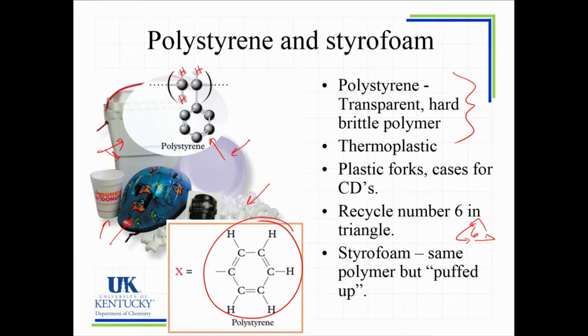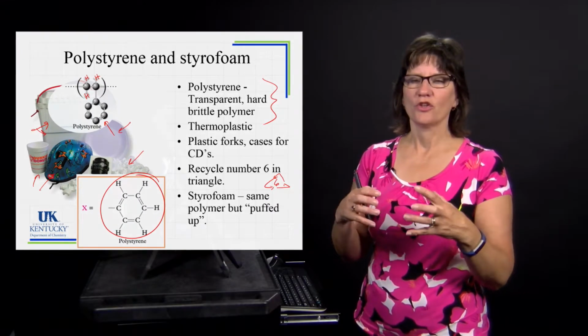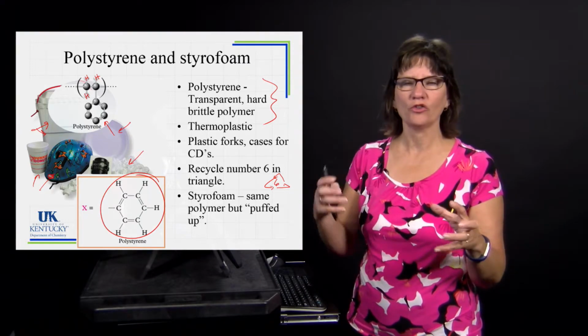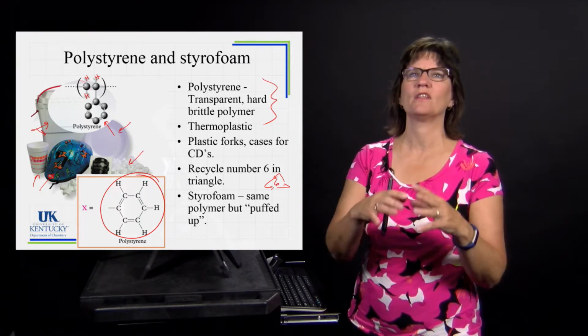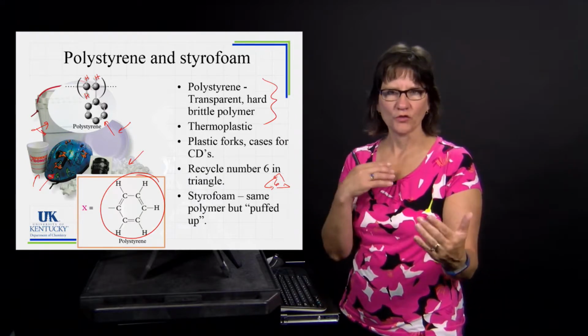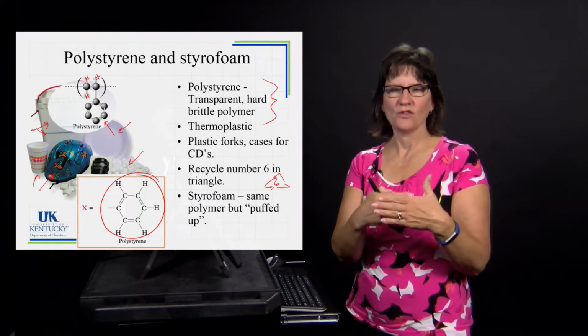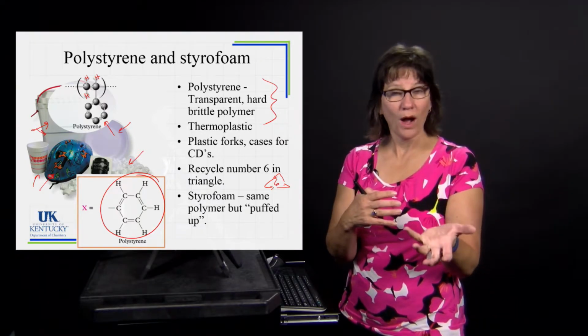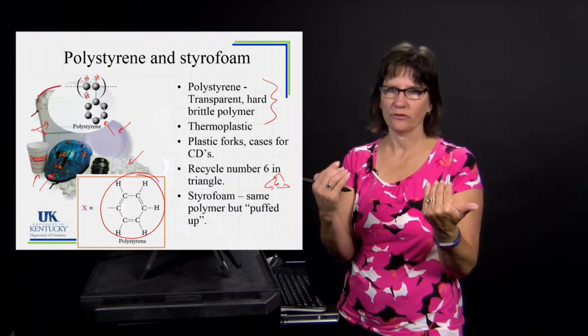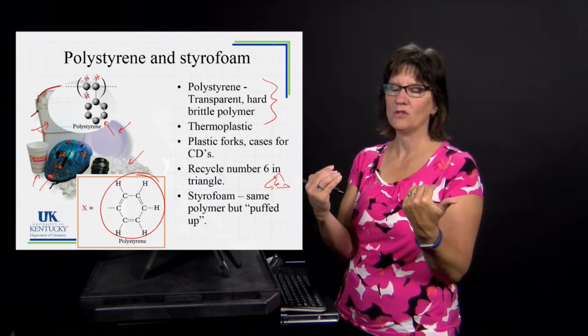Well, what they do is they puff it up with air, so that as it is forming, they're also blowing air into it, and it's going to give it this fluffy texture. And it goes from being clear, where you can see through it, to white. Now both of those we call colorless. They have no color unless you put some color into them.